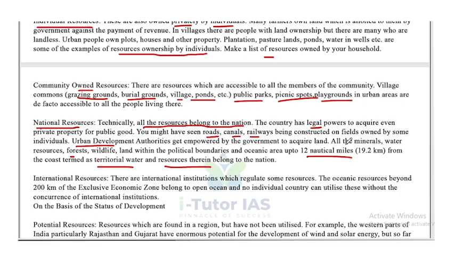Okay, that is all minerals, then water resources, forest, wildlife, land within a political boundary, and the ocean area, that is up to 12 nautical miles, that is 19.2 km, that is called territorial water, and all these resources belong to the nation. Now, international resources.